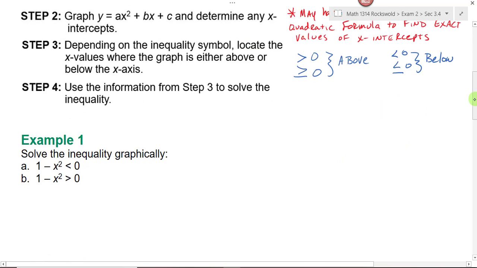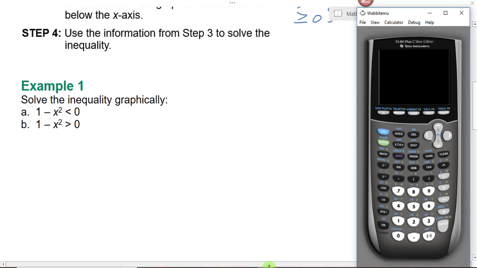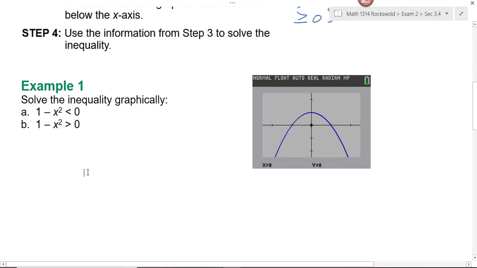In example 1, we're asked to solve the quadratic inequalities graphically. So for part A, the first thing I'm going to do is get a graph. And what I graph is 1 minus x squared. And I'm going to change my window to get a better picture. So here's the graph of y equals 1 minus x squared. On this one, it's easy to see that our x-intercepts are going to be at this point, -1 and +1.